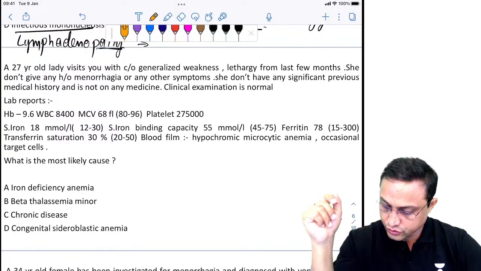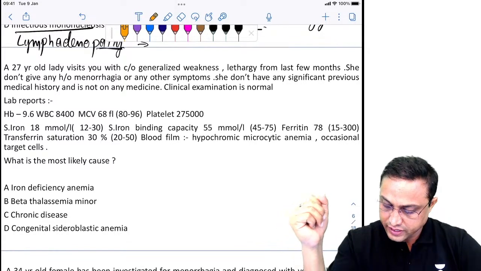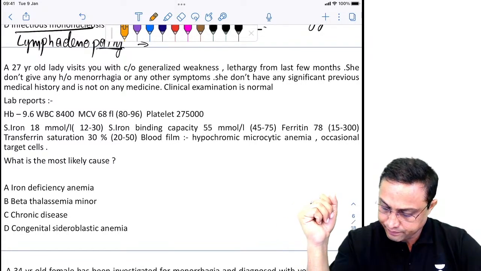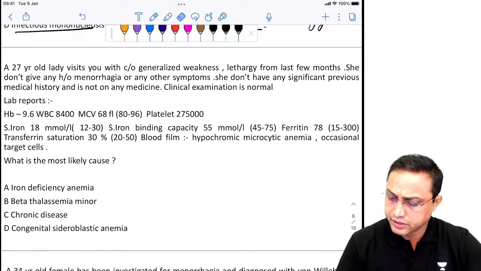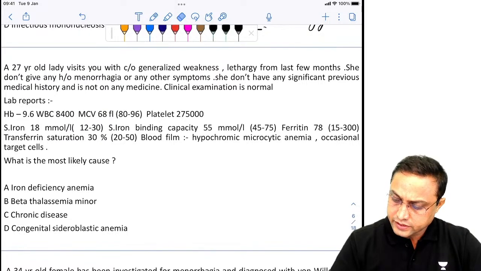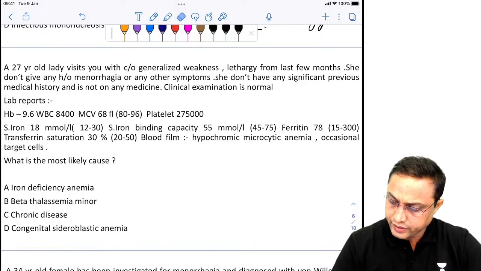Okay, let's read the question now. What is the likely cause? Iron deficiency anemia, beta thalassemia minor, chronic disease, congenital sideroblastic anemia. So, guys, let's read the question.